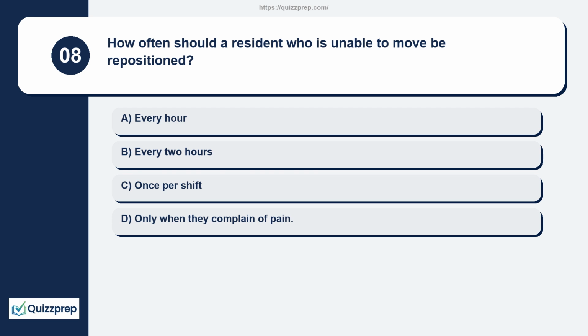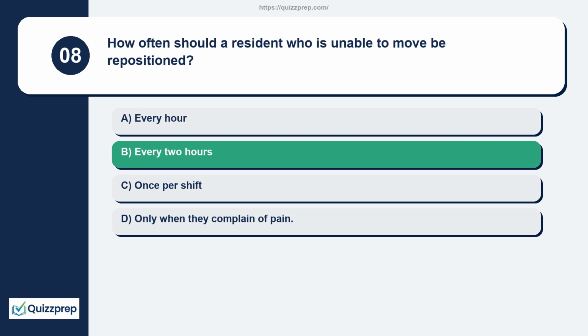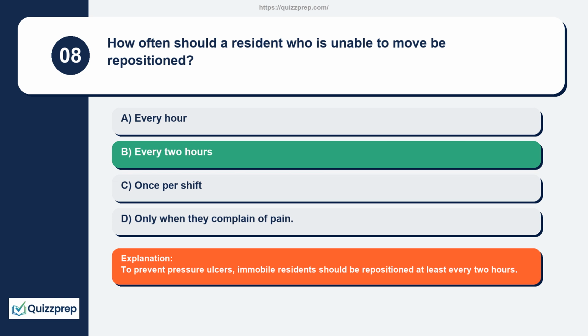Question 8. How often should a resident who is unable to move be repositioned? Every hour. Every 2 hours. Once per shift. Only when they complain of pain. To prevent pressure ulcers, immobile residents should be repositioned at least every 2 hours.